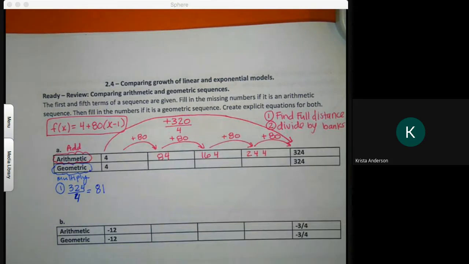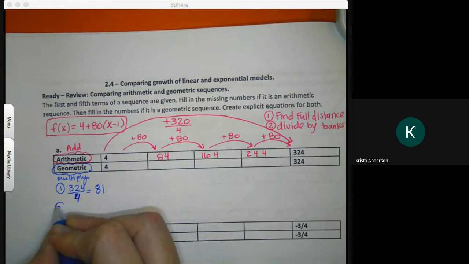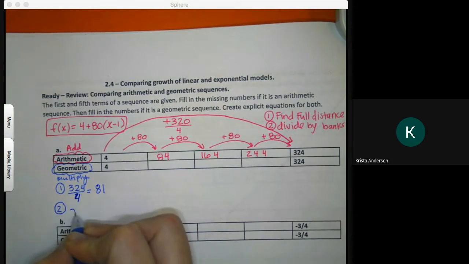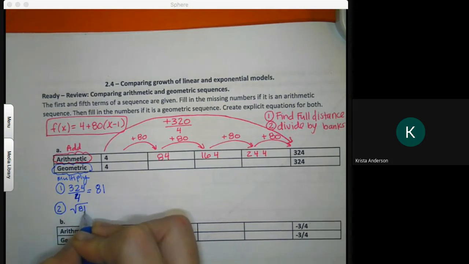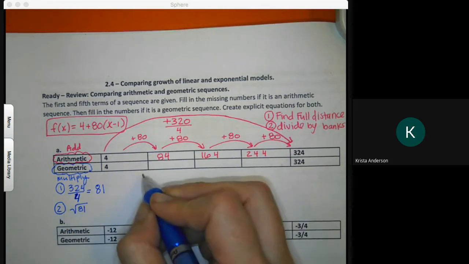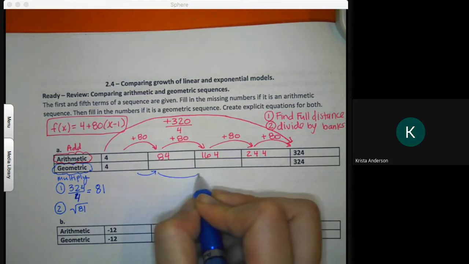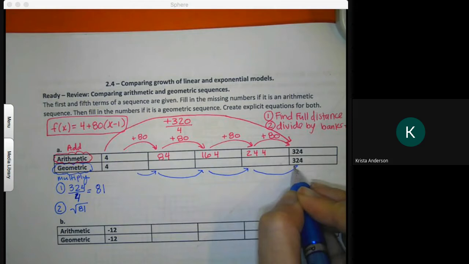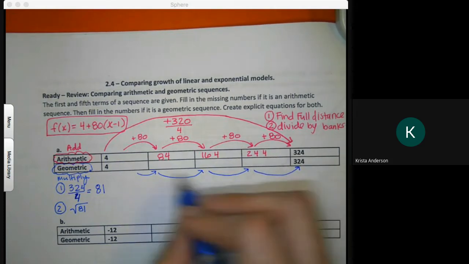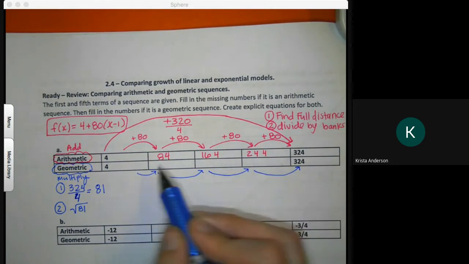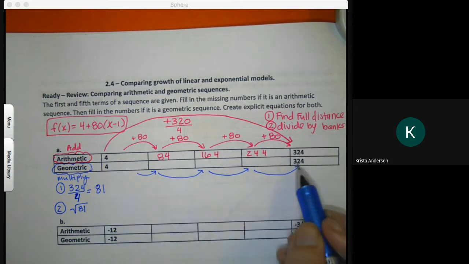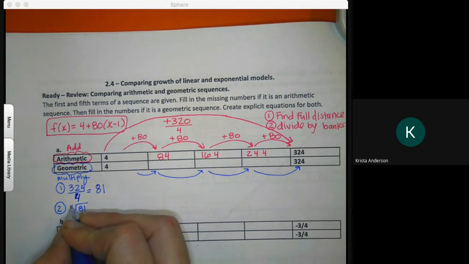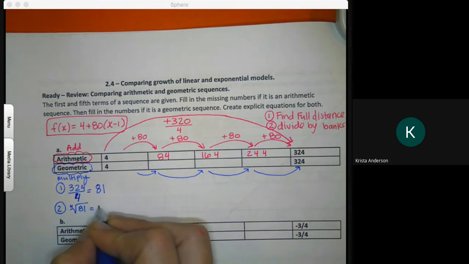Perfect. Then, my second step is I put the 81 in a root, but I have to find the number that goes on the root. So I'm going to count 1, 2, 3, 4. So there are 3 spaces plus the 1 at the end to get to the 324. Which gives us a 3.